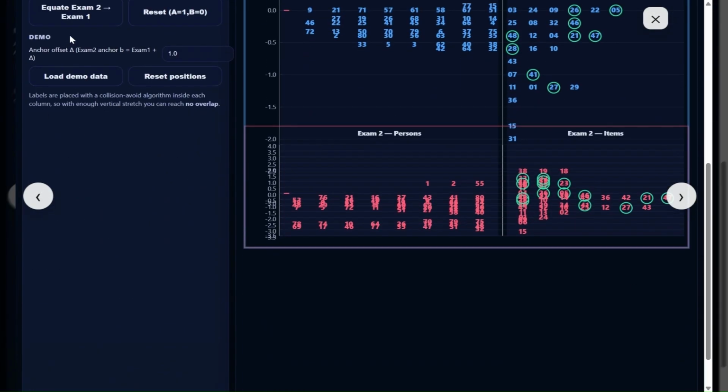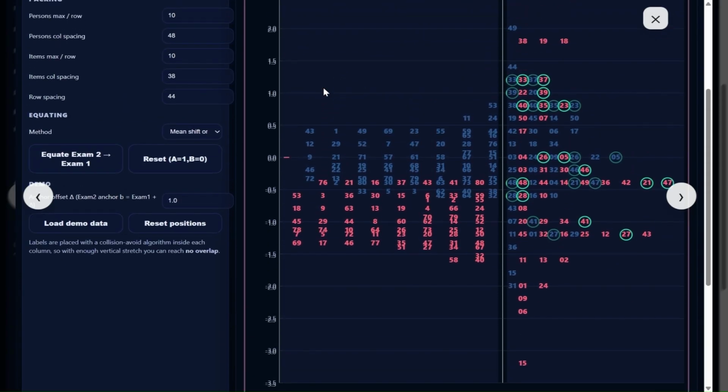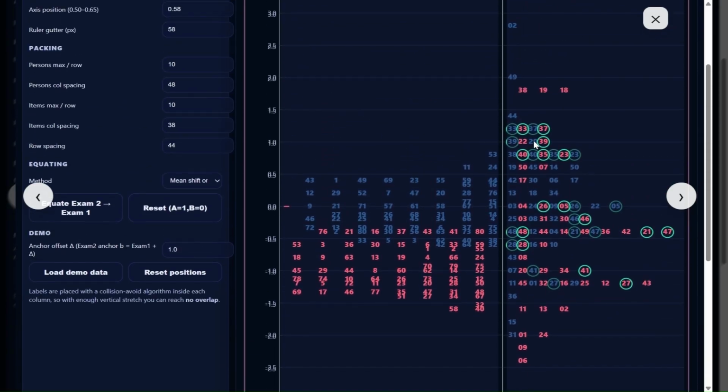Let's do the equation now. Look, now. Now this is nice. Now you see the anchor group is equated. Question number 33 is 30, 37, 33 is 33 here. So they are equated exactly. They are giving exactly the same difficulty. Same questions will have the same difficulty. And we will drag all the others with them.